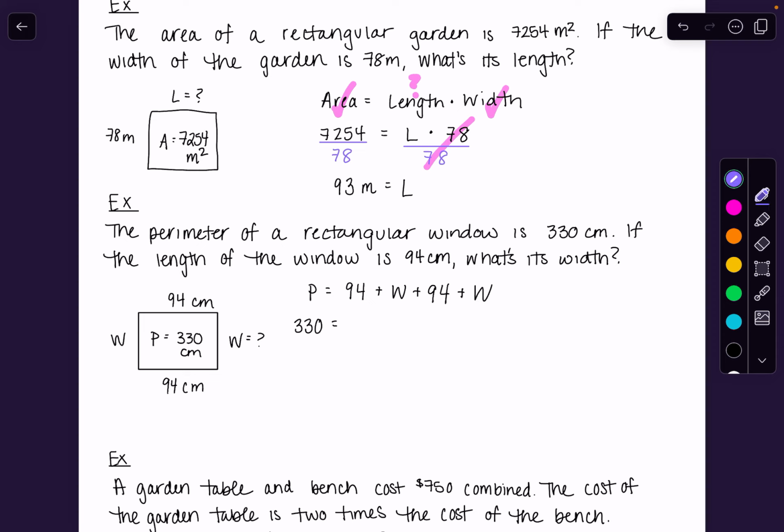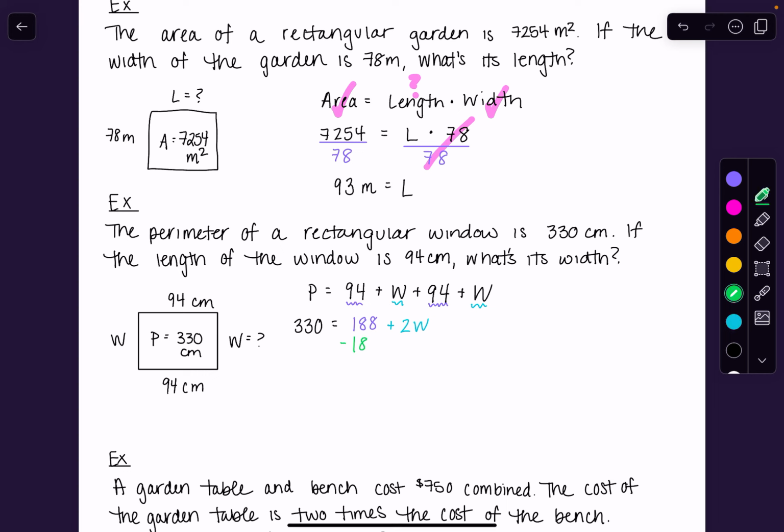And then on the right-hand side, I'm going to group stuff now just to make my life a little bit easier. We can go ahead and add the two constants together. 94 plus 94 is 188. And then if we add W plus W, that's going to give us two W's. So going through and solving for W, we've got to isolate it.